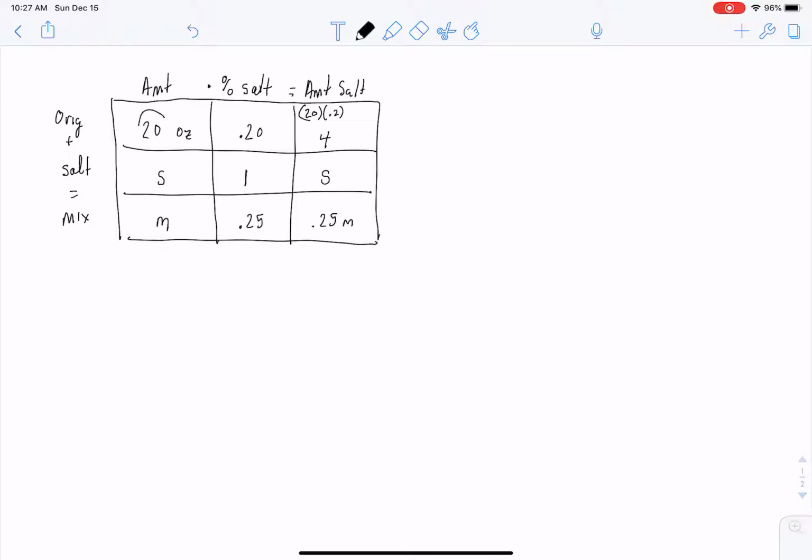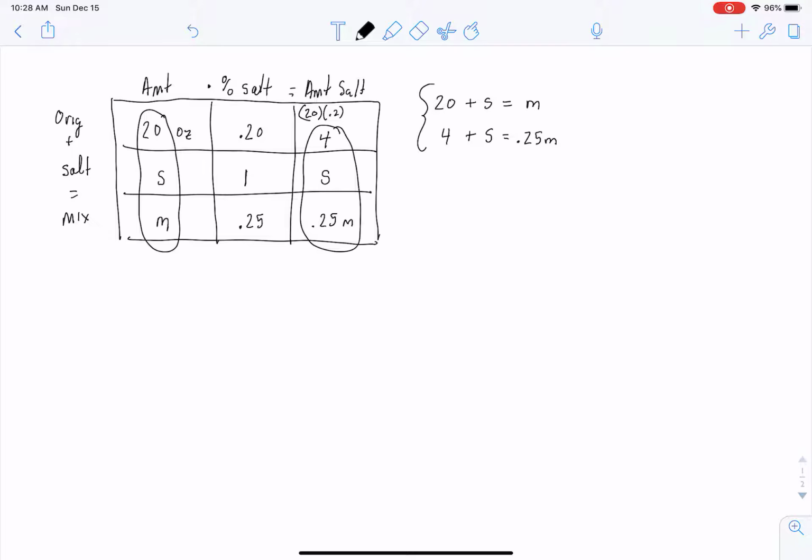And our equations for mixture problems always come down the first and the last column. So the first column is 20 plus S equals M. So the amount we had plus the amount of salt has to equal the total. And then the right-hand side says 4 plus S equals 0.25 M. There's our 2 equations.